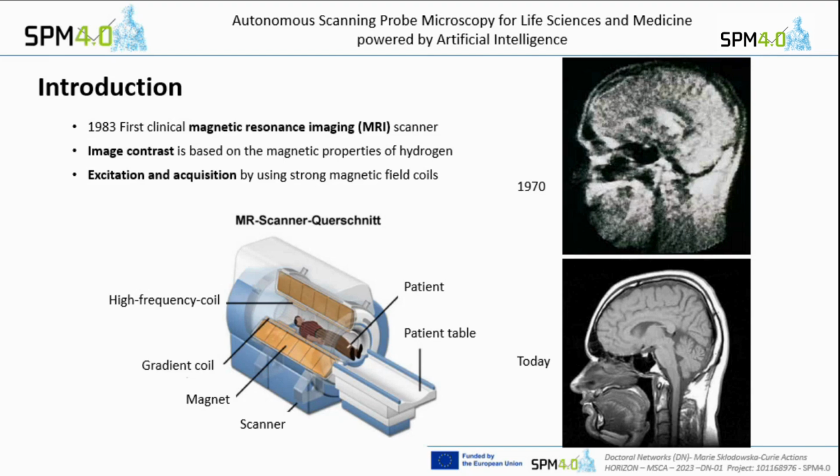It's impressive. If you compare the images on the right side, you see how many more details are now acquired. So the scanner consists of several different coils. We have a high frequency coil, a gradient coil, and the big magnet for the homogeneous magnetic field, altogether the entire device.